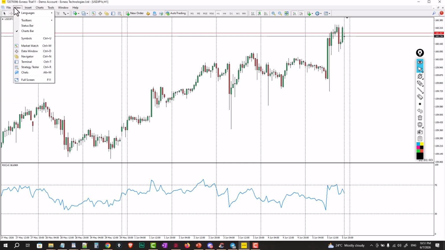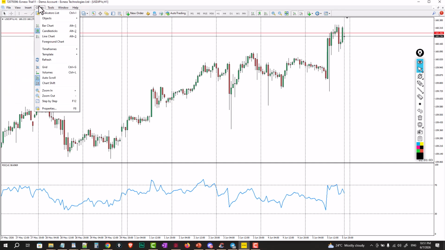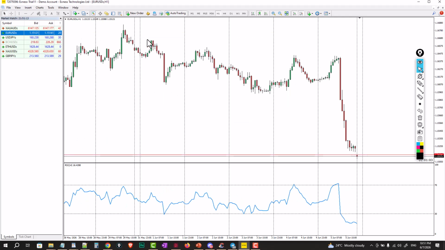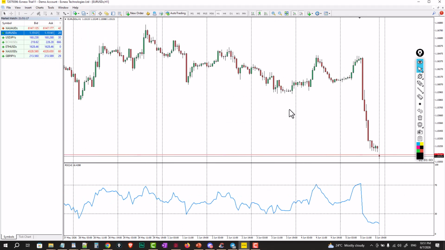Okay, so this was USD/JPY. Let me open a separate currency pair, just to show you another example. Okay, where's my market watch window? Here. Let's look at something like the EUR/USD, for example. Okay, great. This is a great example.